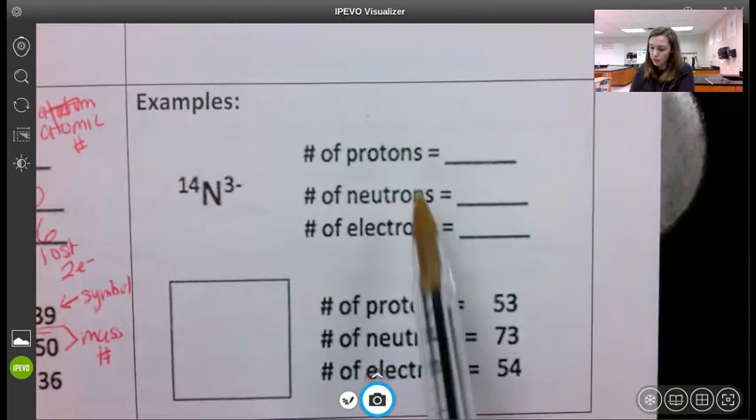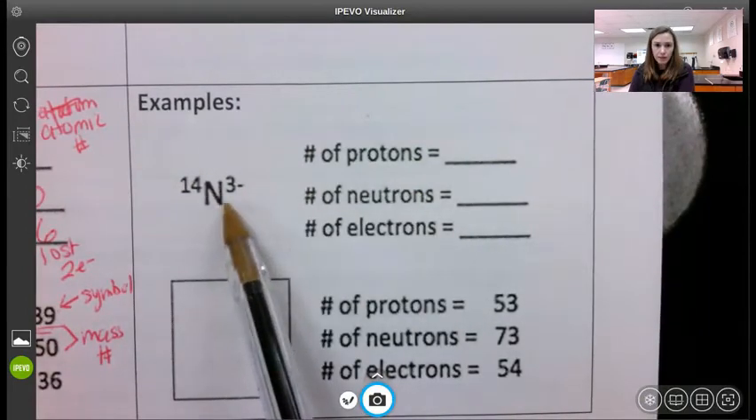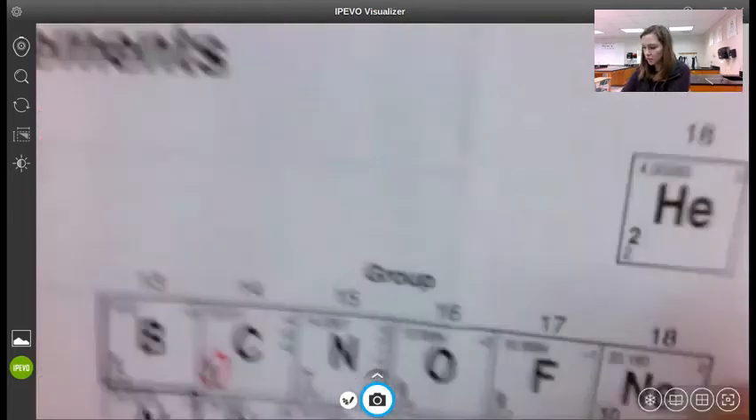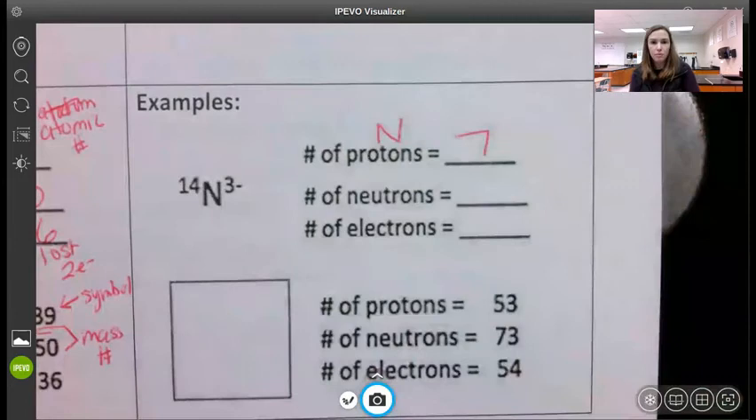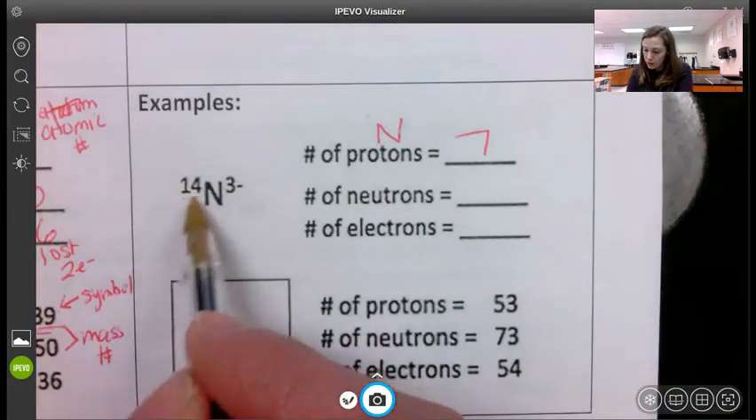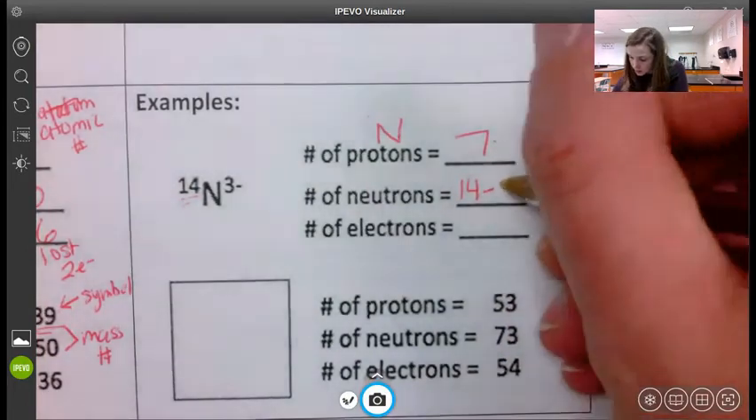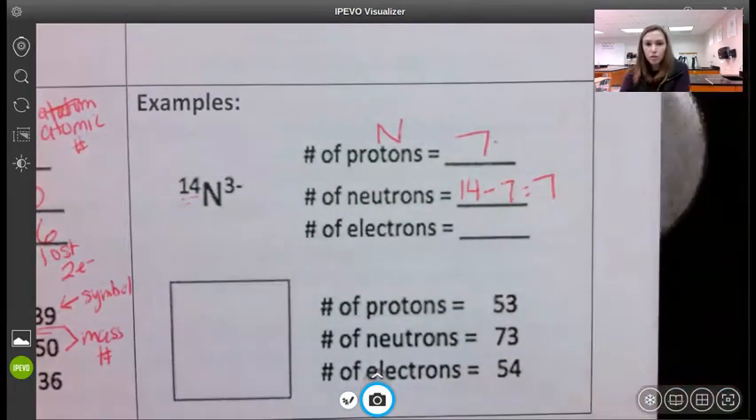Okay, so I'm going to go over here. So same idea. Protons is going to be based on that symbol for N. So I'm going to look up nitrogen, which is right here. It has atomic number 7. So that gives me my 7 protons. That is locked in because it's nitrogen. My neutrons is going to be using this 14 number. So 14 minus my 7 protons happens to give me 7 neutrons.